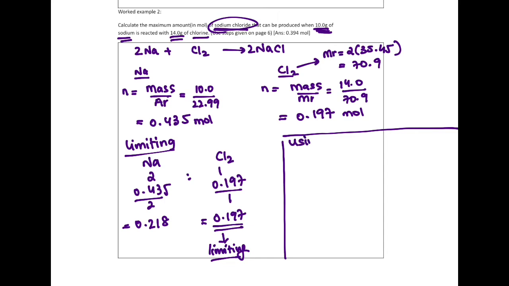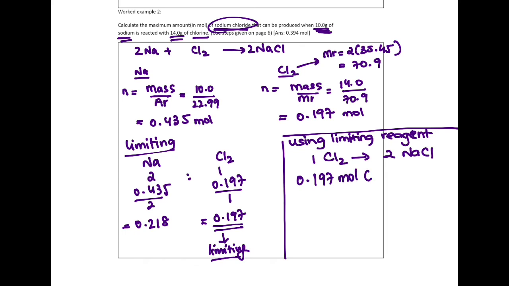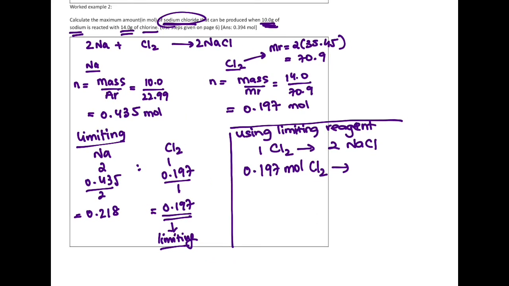So using the limiting reagent, 1 mole of chlorine gives you 2 moles of sodium chloride. Therefore, 0.197 moles of chlorine. This is from the calculation over here, not from the calculation over here. Values that you get over here are not going to be used for any calculation, only the values obtained here when you're finding the number of moles. So this is going to give you twice that. So here you have the amount of sodium chloride that is formed.